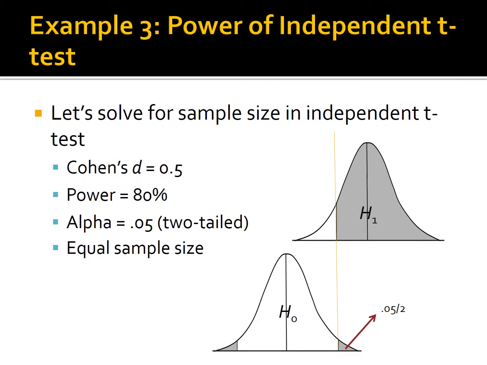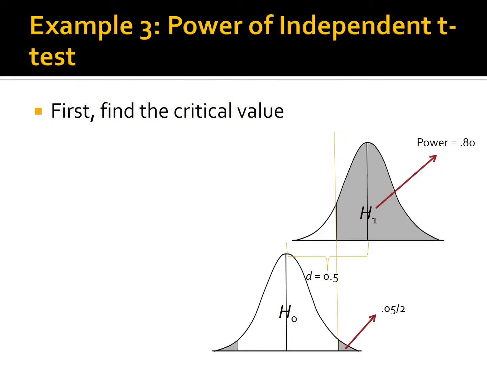So we can draw the alternative hypothesis sampling distribution and make sure that the difference between the center of the null hypothesis and the center of the alternative hypothesis is 0.5 on the standardized scale. And we would like to highlight an area to be 80% of the alternative hypothesis sampling distribution. So first, I need to find the critical value of the null hypothesis sampling distribution.